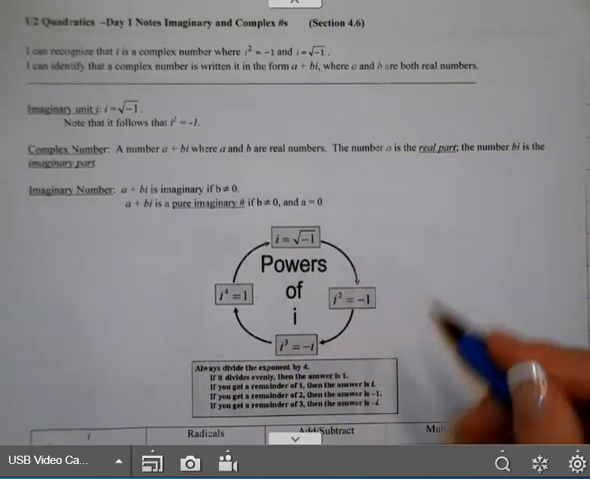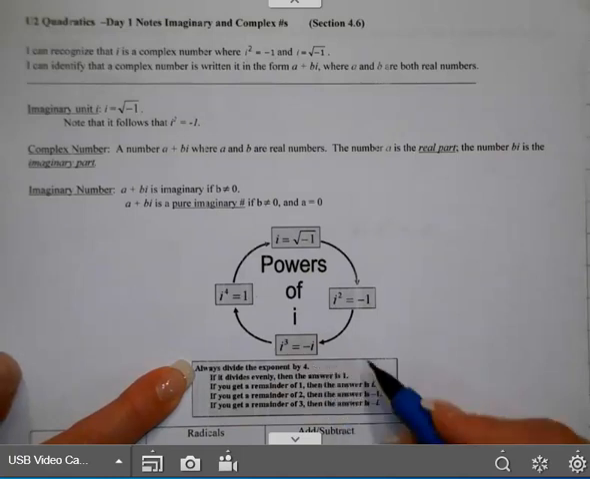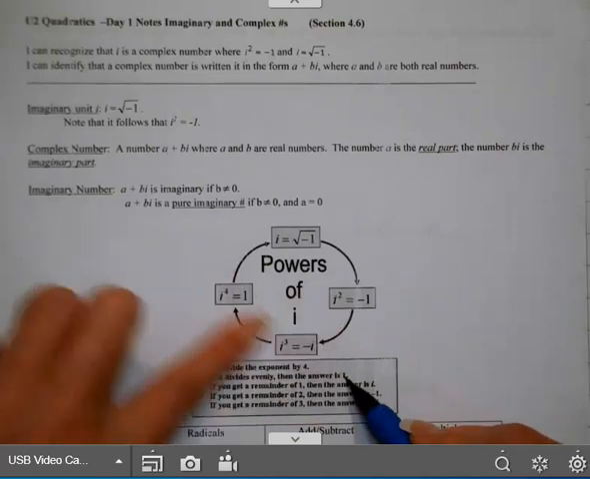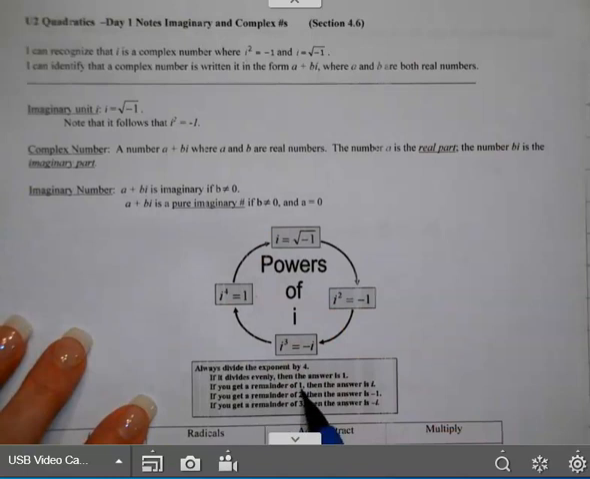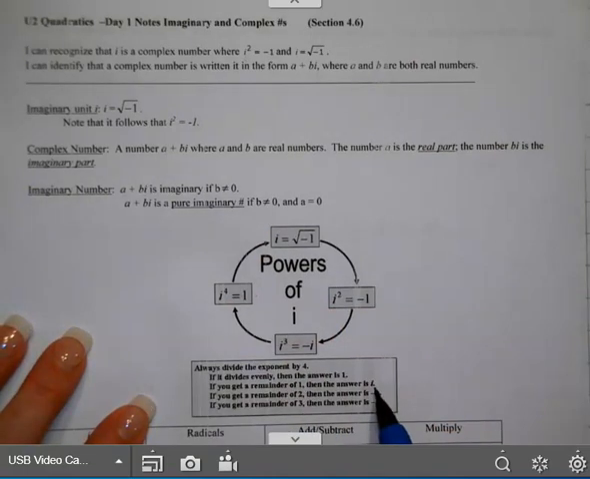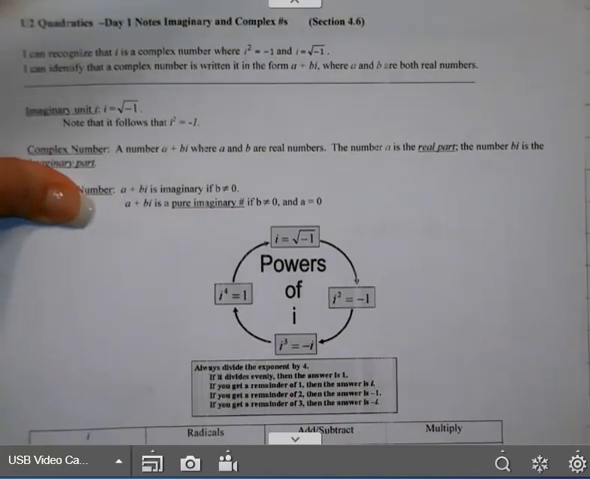So if you have something in the future like i to the 17th, you could divide by 4, and 4 goes into 17 4 times with a remainder of 1. So that would tell you where you are on this circle. So if you have a remainder of 1, then the answer is i. So you could figure out ones in the future without having to count on the circle.